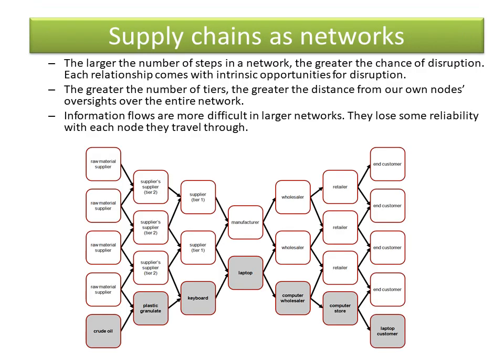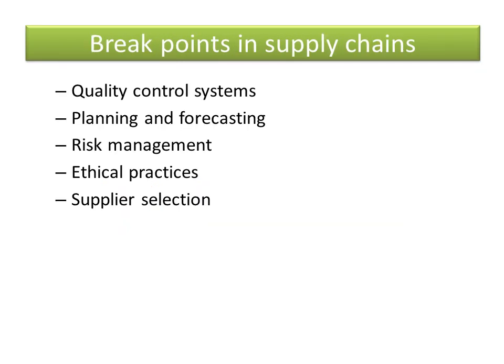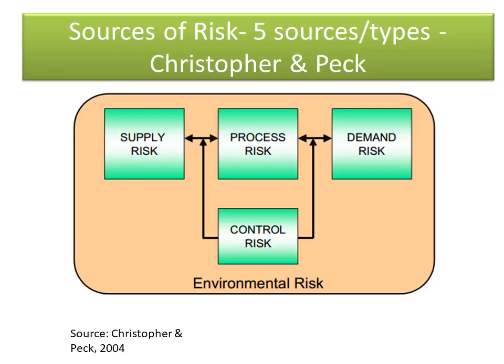The supply chain needs to be seen as a network, and obviously the complexity of these networks introduces risk. So the larger the number of steps, the greater the chance of disruption. The more tiers, the greater the distance from our own nodes, oversights, and it can be difficult to control the flow of information. So problem areas in supply chains: quality control systems, planning and forecasting, risk management, ethical practices, supplier selection are all key areas.